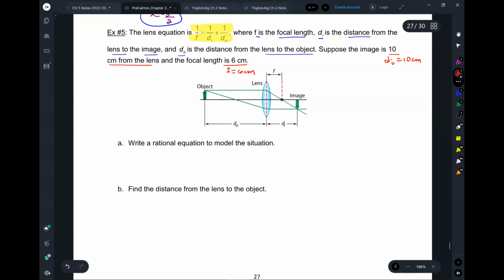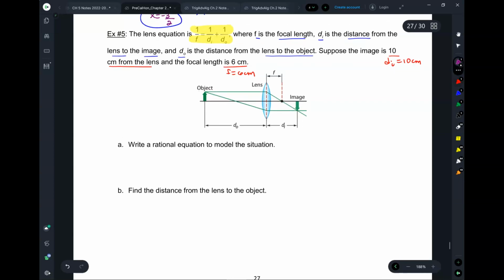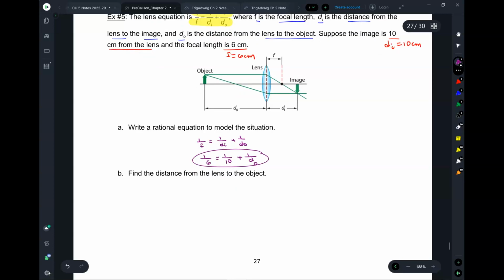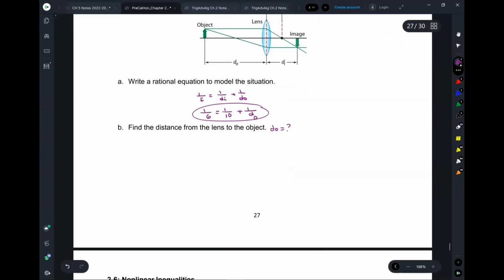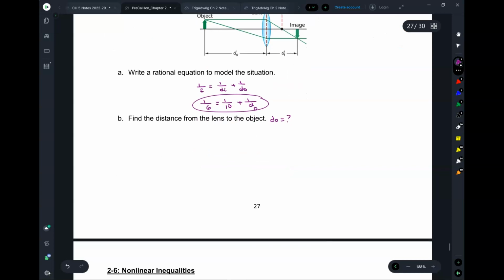Write a rational equation to model the situation. Well, it's pretty basic. You pretty much just plug these into that formula. So it's 1 over f equals 1 over di plus 1 over do. So that's 1 over 6 equals 1 over 10 plus 1 over do. That's it. Okay? And now it says find the length from the lens to the object. So basically you need to solve that equation for do. Okay, so what was this equation? I have 1 over 6, 1 over 10 plus 1 over do.